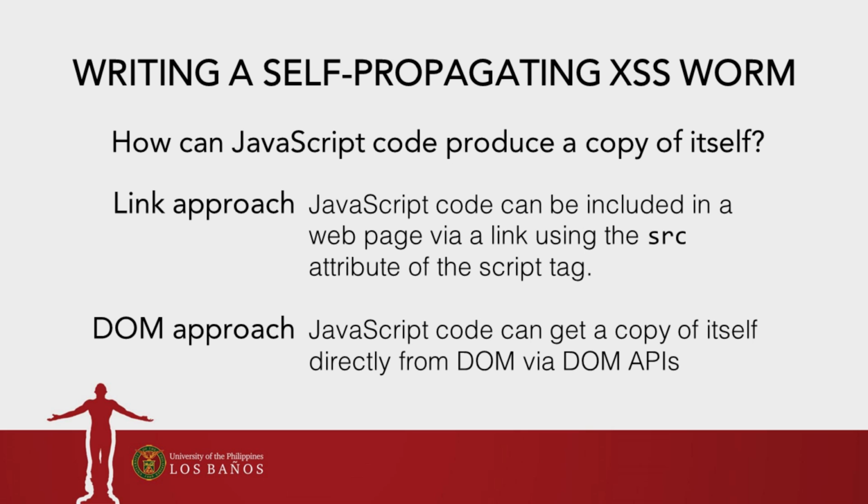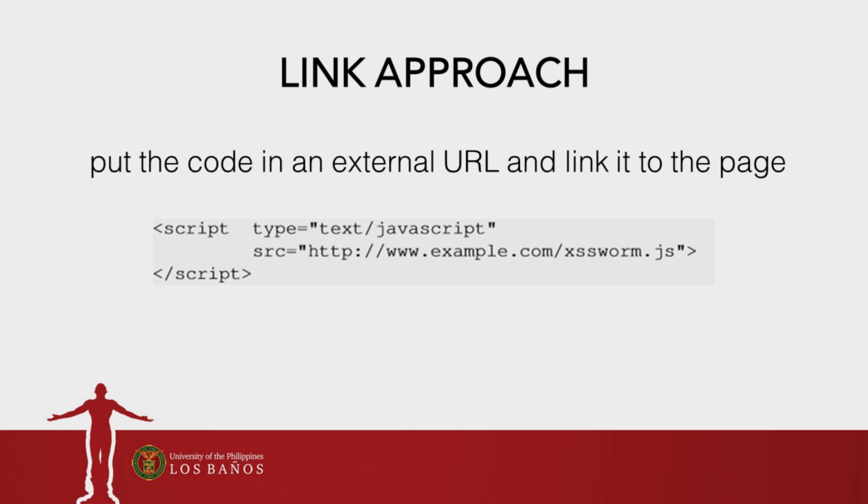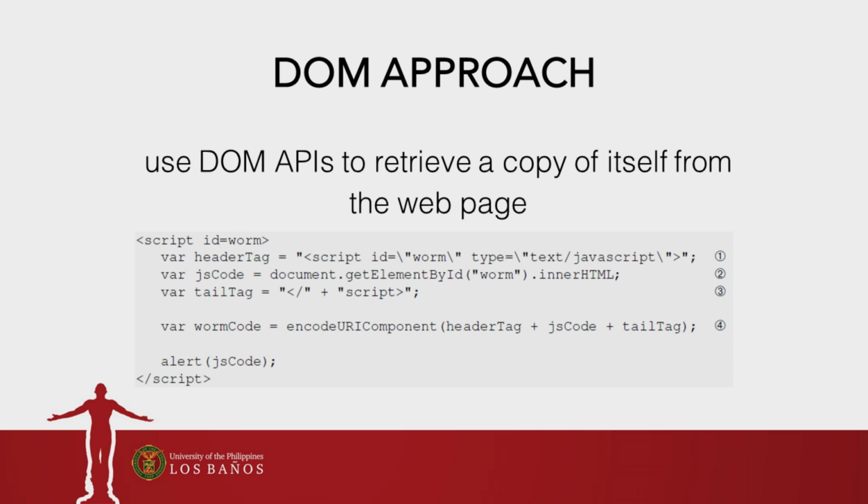There are two approaches to do that, the link and DOM approach. The link approach is done when a JavaScript code can be included in a web page via a link using the src attribute of the script tag. On the other hand, the DOM approach is done when a JavaScript code can get a copy of itself directly from the DOM via DOM APIs. For the exercise, you will be required to use the DOM approach since it is more challenging than the other one.